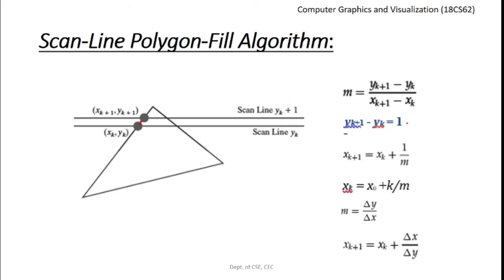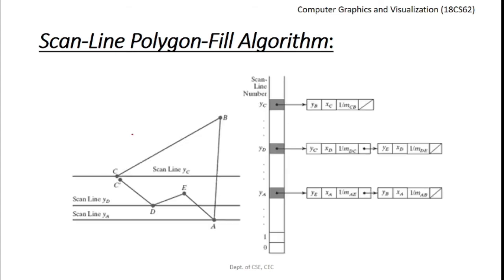So we know that yk plus 1 minus yk is equal to 1. The difference between every two adjacent scan lines will be 1. We can use this in the equation to determine the value of xk plus 1. xk plus 1 is equal to xk plus the inverse of the slope, which can be written like this: xk plus 1 is equal to xk plus delta x divided by delta y. So this is the equation to find the next point of intersection on the scan line for a given particular edge of a polygon. Okay.